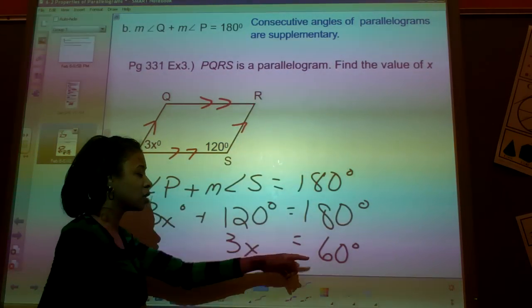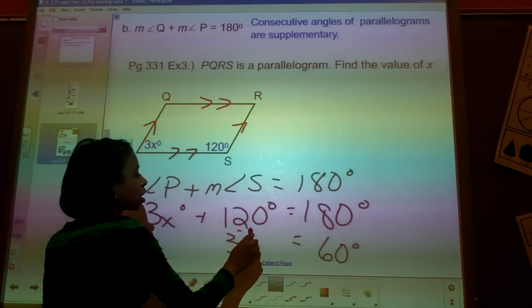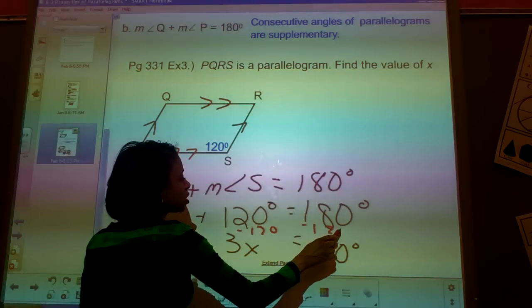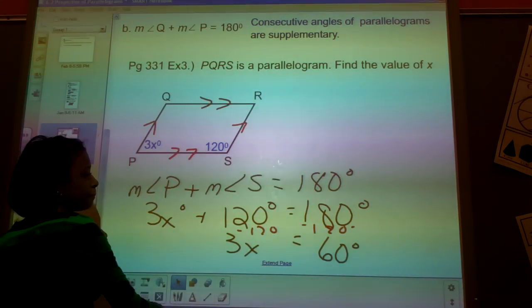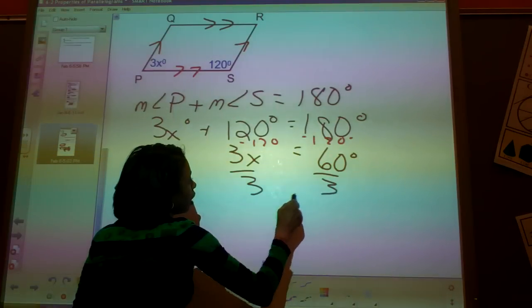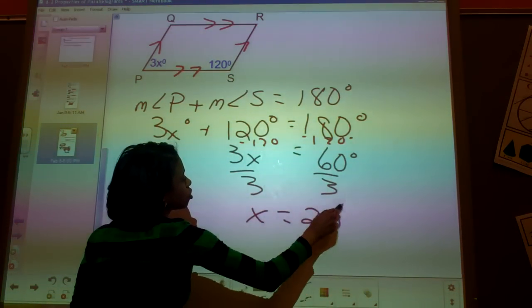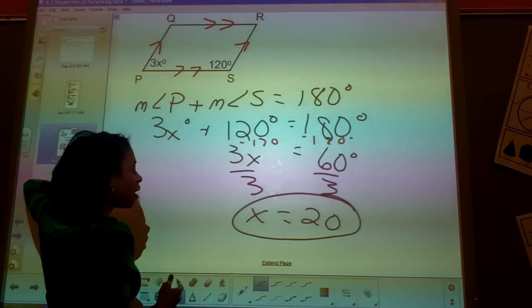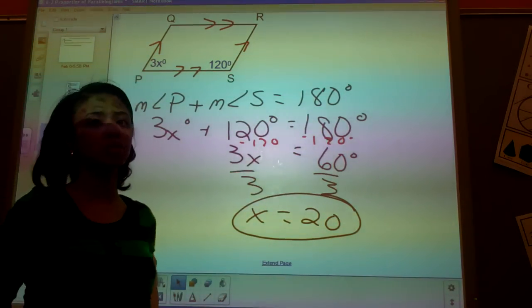Please don't ask where I got the 60 from. Subtract 120 on both sides. That's an Algebra 1 skill. Make sure you remember that. Divide both sides by 3. x is equal to 20. So now I have the value of x. And there's your 6-2 lesson.